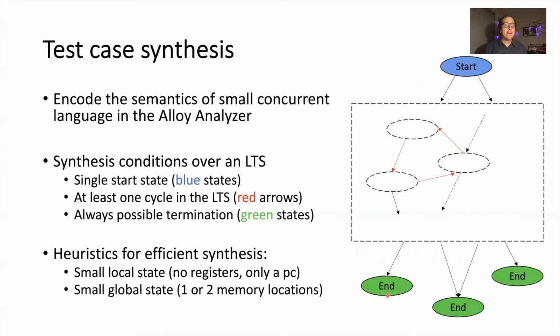Now we have some heuristics for efficient synthesis. Specifically, we have a very small local state. We don't keep track of registers, only a program counter. And we have a very small global state. Usually we have only 1 or 2 memory locations. Now, using this test case synthesis, we were able to synthesize 483 tests.